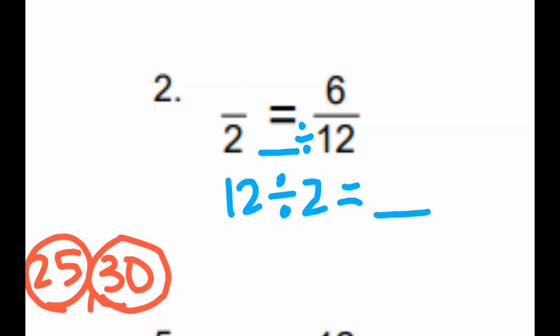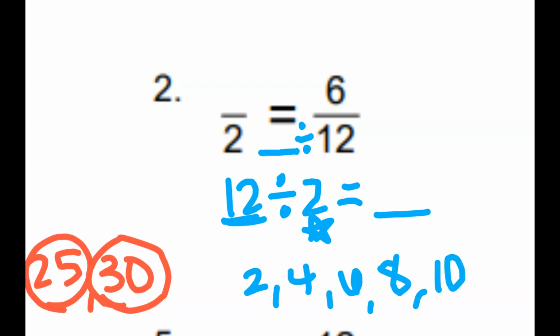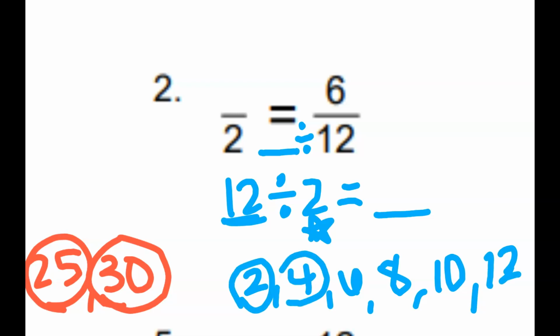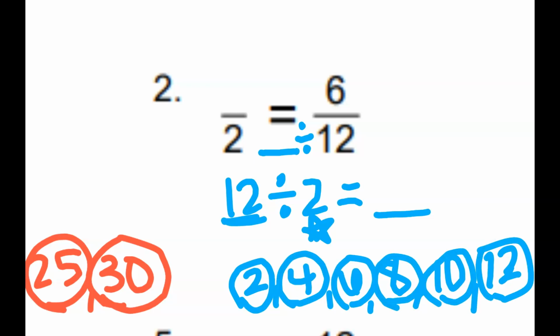I can count by 2s until I get to 12. 2, 4, 6, 8, 10, 12. How many times did I need to count by 2? 1, 2, 3, 4, 5, 6. We need to divide by 6.